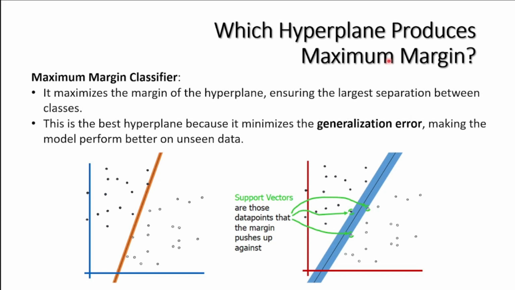Yes, right. So if the margin is maximum enough for our selected hyperplane, then this ensures the largest separation between the classes. It makes the hyperplane generalize well enough for every unseen data, and it minimizes the generalization error, so making the model perform better on unseen data, or we can say good enough for new data which we bring to the same model.